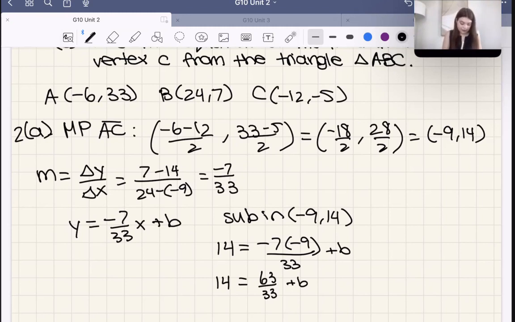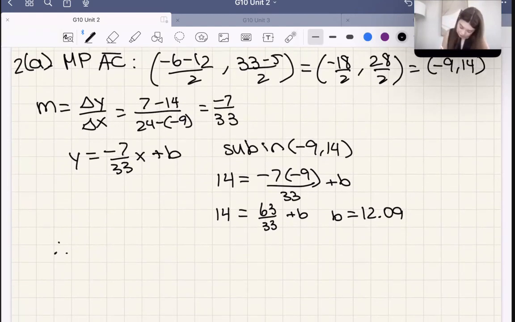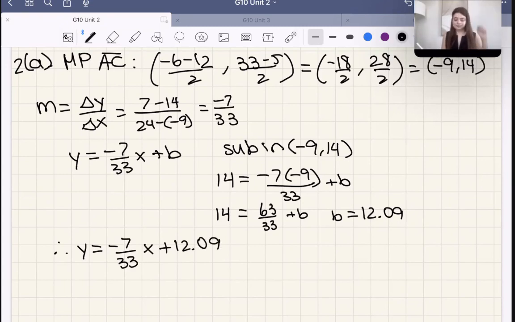Let's grab a calculator here, make it a little bit simpler. We're going to get 1.9. So we're going to end up with b equaling 12.09. And there we have it. There's our answer. So therefore, the final equation is y equals negative 7 over 33 x plus 12.09. And there we go. There it is.